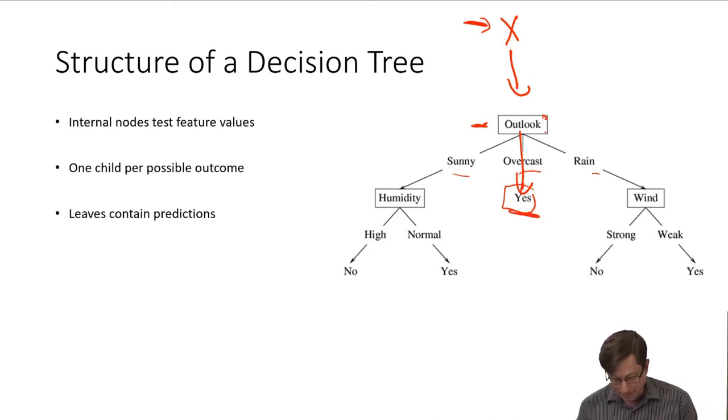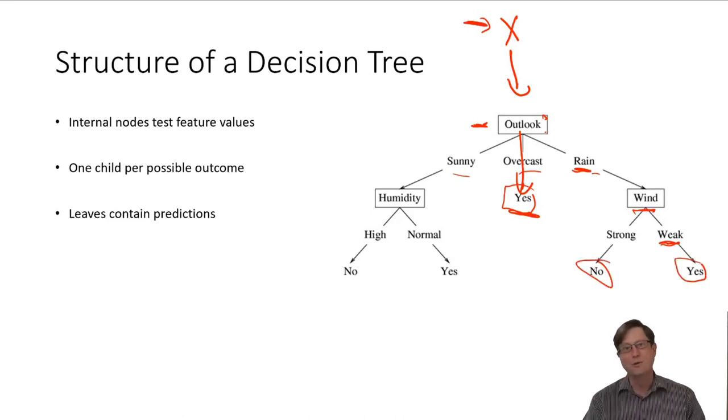If, on the other hand, the outlook was for rain, there's more decisioning to do. Just because it's raining doesn't mean you're not going to play Frisbee. But if it's raining a little bit and there's a little bit of wind, okay, sure, we can play Frisbee in the rain. But if there's strong wind, nah, stay home. You can't throw a Frisbee with a strong wind. It's just not worth it when it's rainy and windy. Otherwise, if it's sunny, you might want to go and play Frisbee.